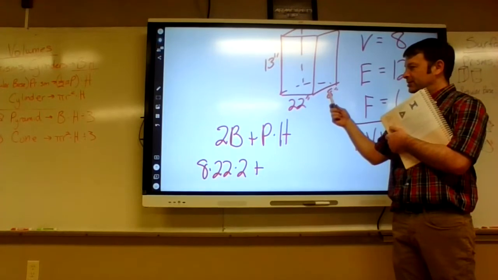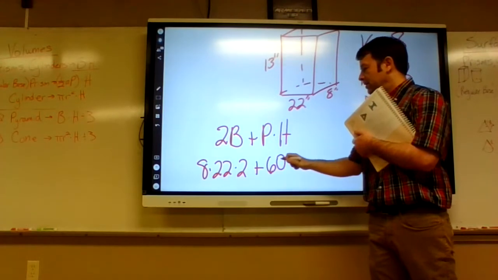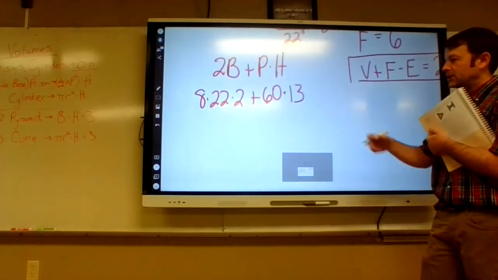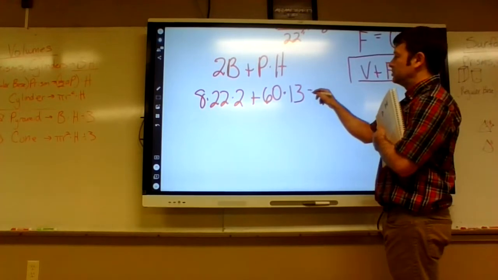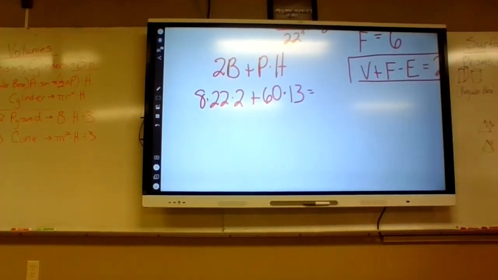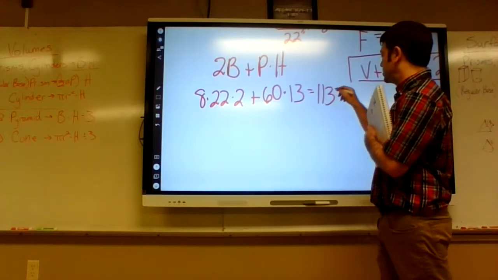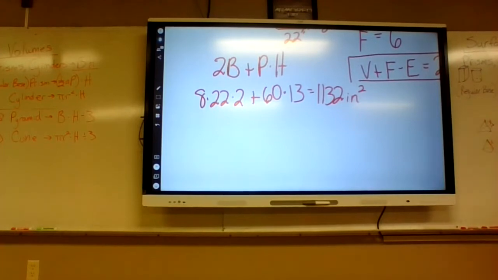What will the perimeter of the base be? 22 plus 8 is 30, plus 22 plus 8 is 30, so 60. And the height was 13. That gives you the lateral surface area. In total, 1,132. 1,132 inches, what? Areas are squared, volumes are cubed. That's how many square inches you would need to cover that shape.